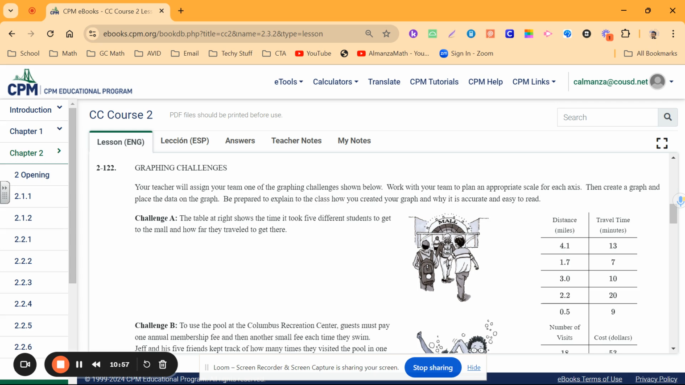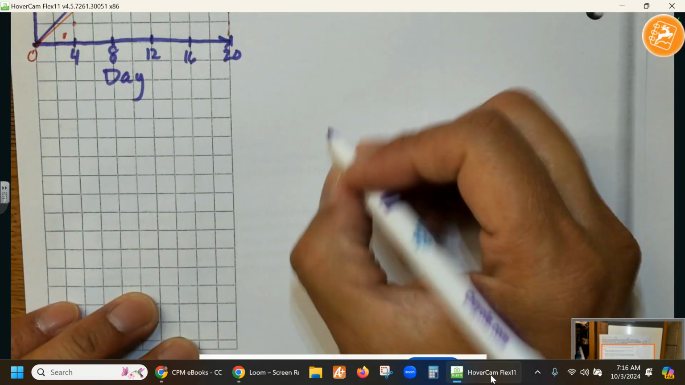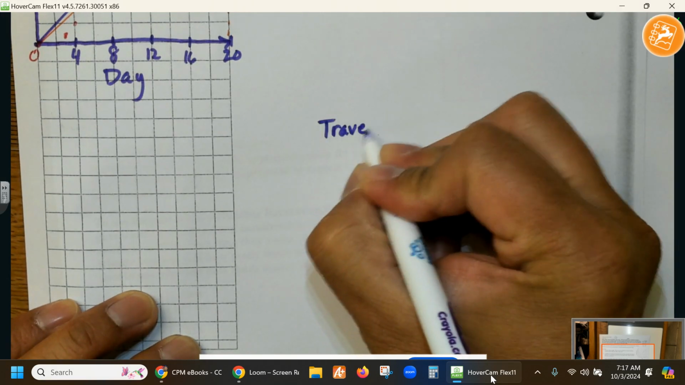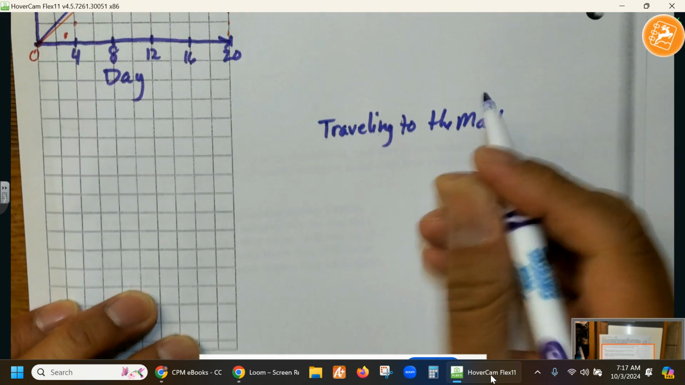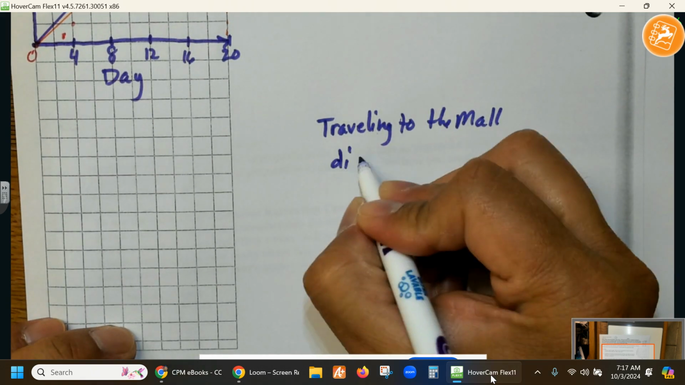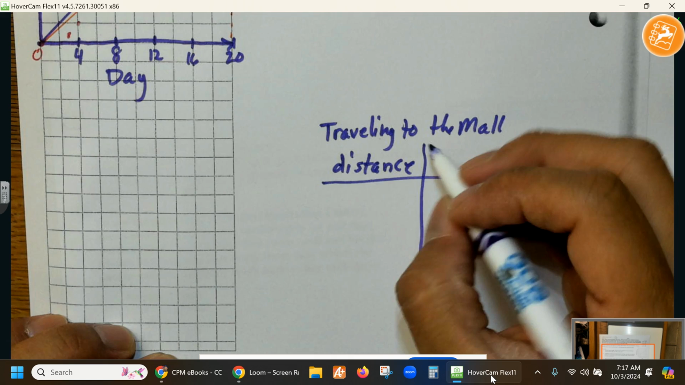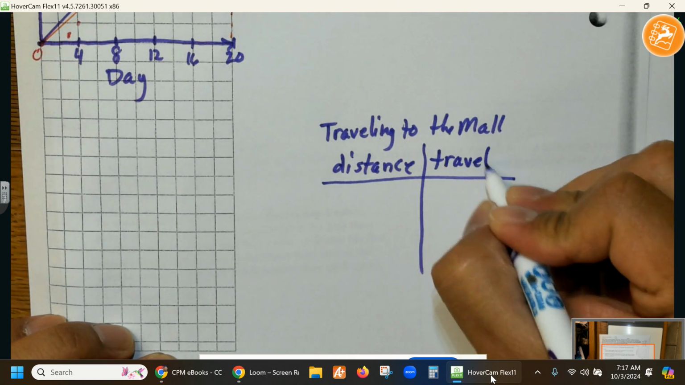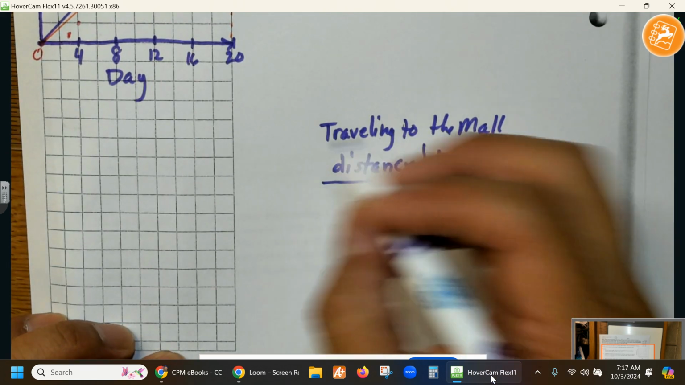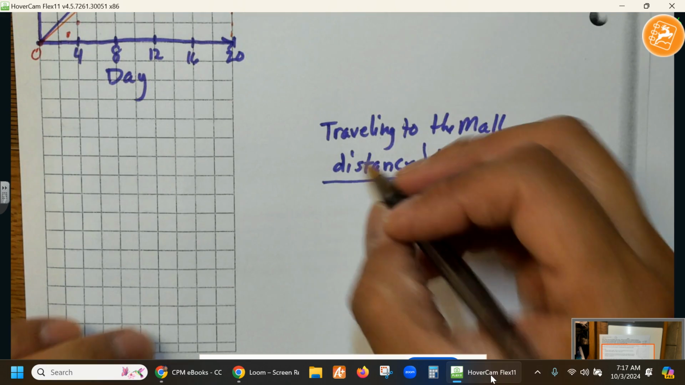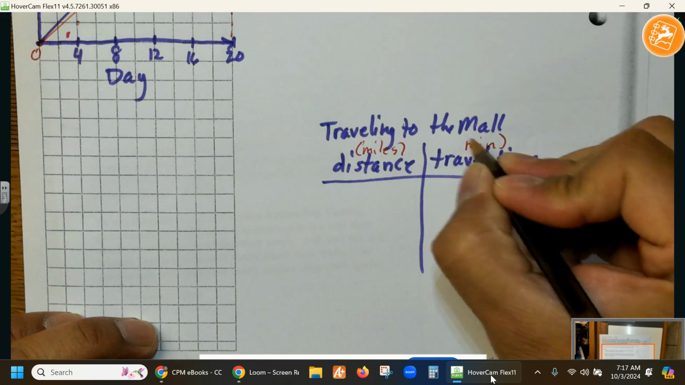Okay, so let's show this data in a nice readable fashion. Make our table right here. So we are traveling to the mall. We take our distance and our travel time. Our distance is going to be in miles, and our travel time is going to be in minutes.